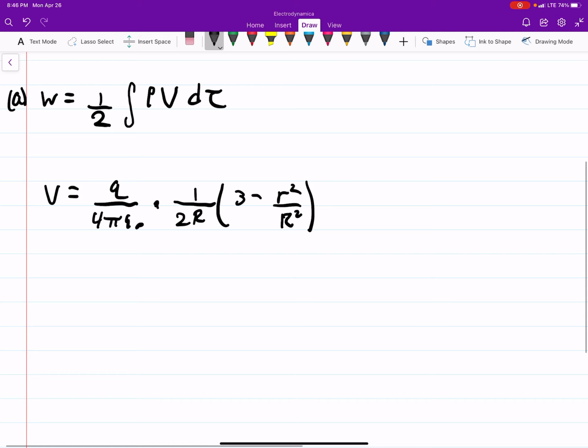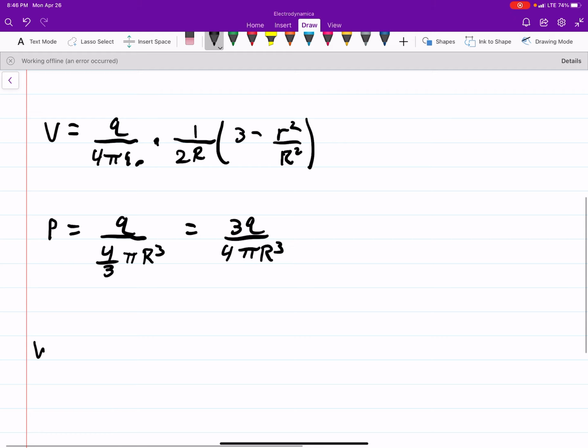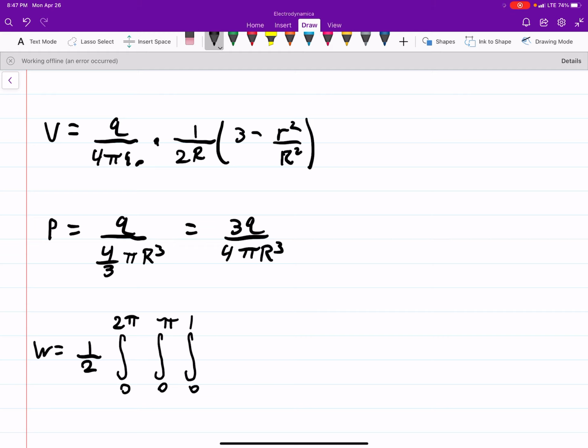Now, rho is your charge density. So it's the charge Q per volume, which is 4/3 pi R cubed, which is 3Q over 4 pi R cubed. So now with all that, we can plug this into our equation. So it's 1/2. This is going to be a triple integral, a volume integral from 0 to 2 pi, 0 to pi, 0 to R. Obviously, this is a sphere, so we're going to use spherical coordinates.